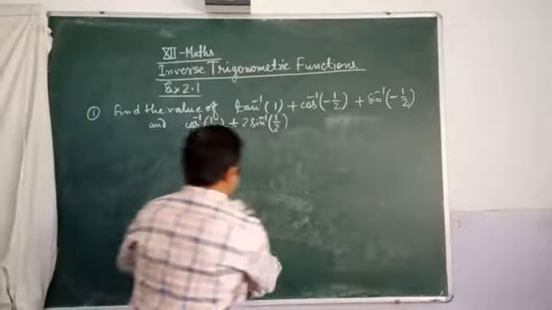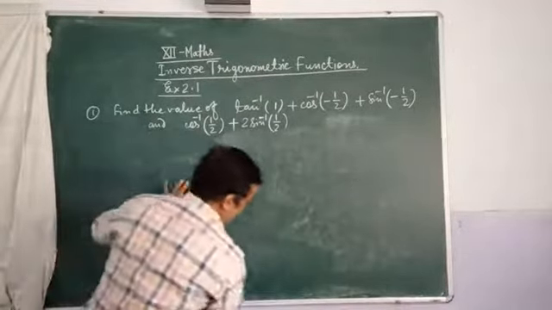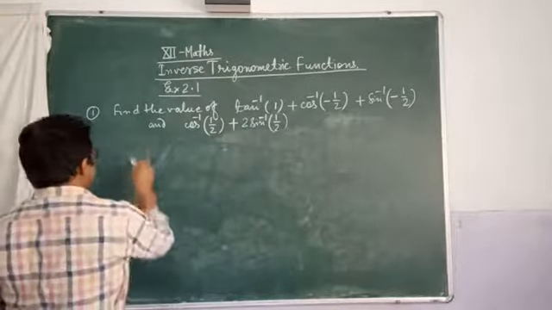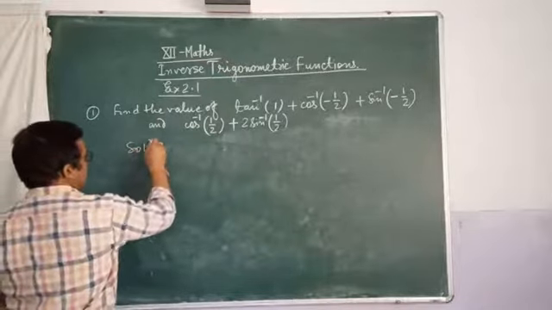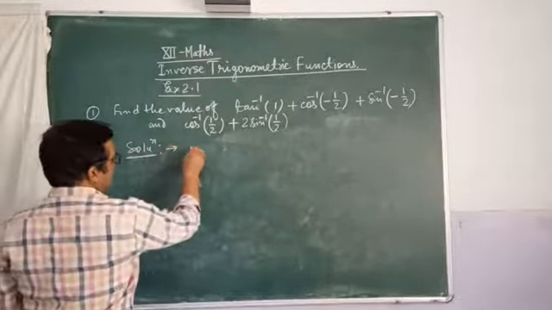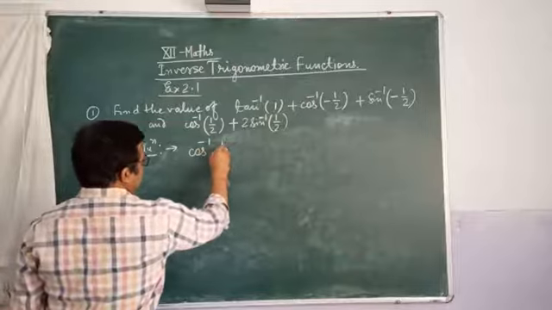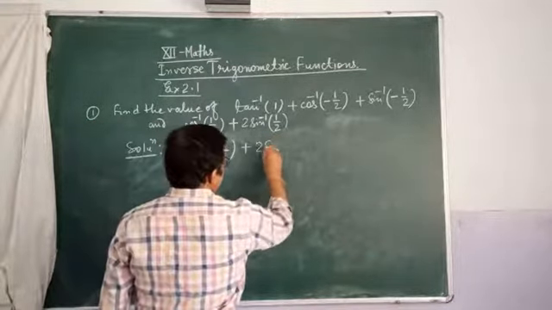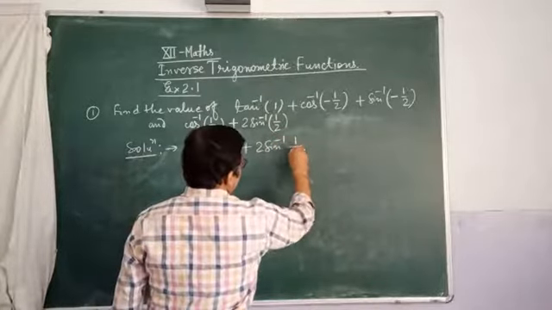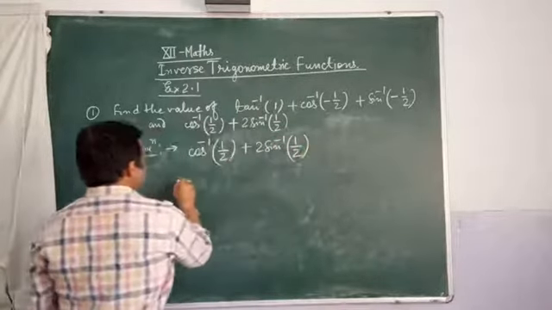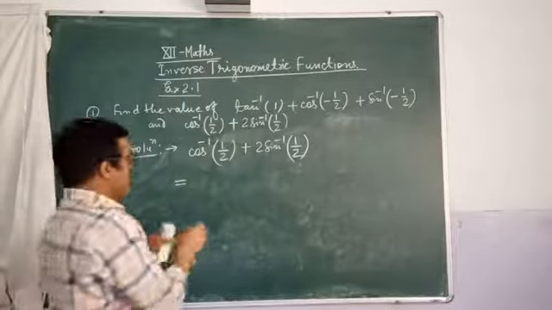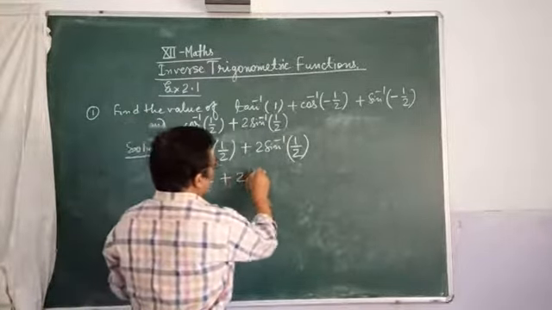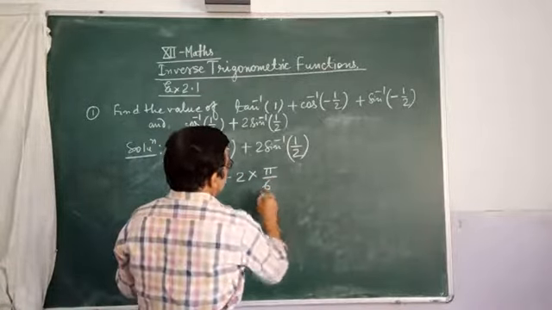The other part solution is cos inverse half plus 2 sin inverse half. The value of cos inverse half means pi by 3. The value of 2 sin inverse half equals 2 pi by 6.